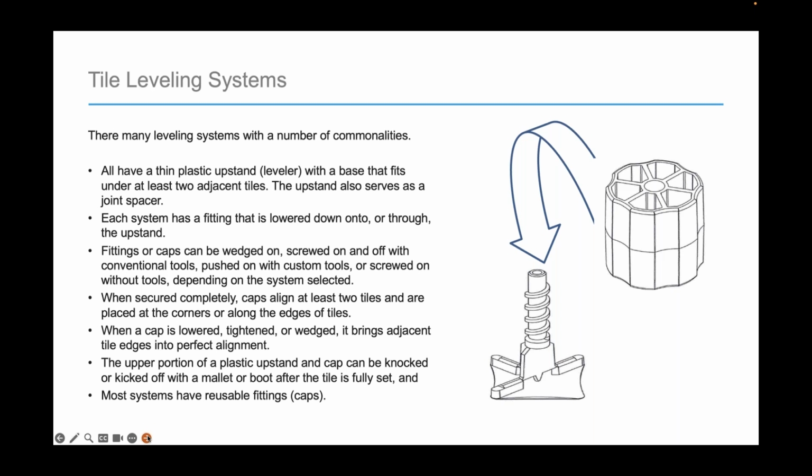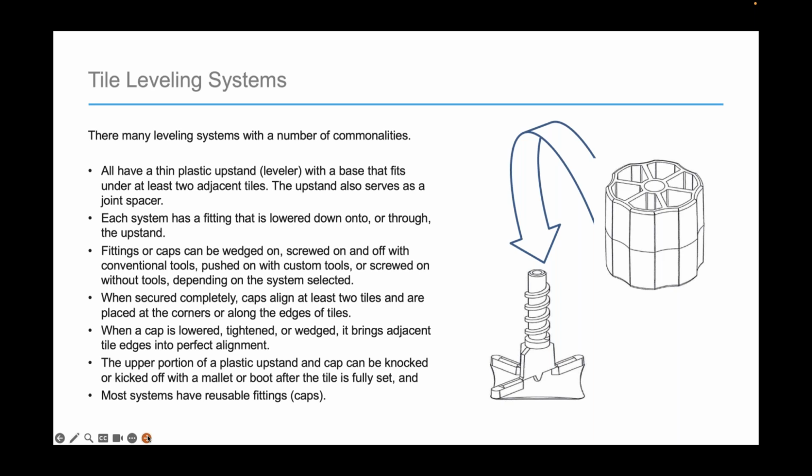There are many leveling systems and a number of commonalities. All have a thin plastic upstand, a leveler, with a base that fits under two adjacent tiles. The upstand also serves as a joint spacer. Each system has a fitting that is lowered down onto or through the upstand. Fittings or caps can be wedged on, screwed on and off with conventional tools, pushed on with custom tools, or screwed on without tools depending on the system selected.